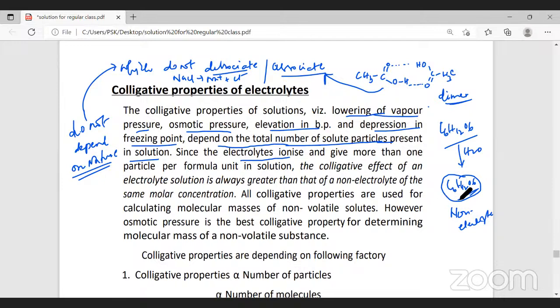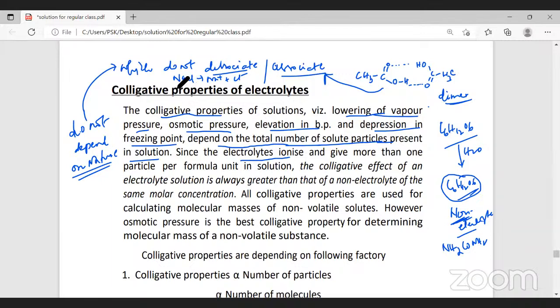In the case of colligative properties, studying lowering of vapor pressure, osmotic pressure, elevation in boiling point, and depression in freezing point, we studied them using non-electrolytes. Like glucose, we've used urea, NH2CONH2. So all these molecules will not undergo what? Dissociation. For those kinds of molecules only, we have learned the colligative properties. But now we have to extend this study of colligative properties to electrolytes. Since electrolytes ionize to give more than one particle per formula unit in the solution, what do you mean by per formula unit in a solution?